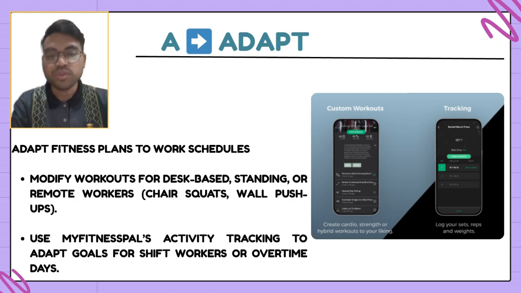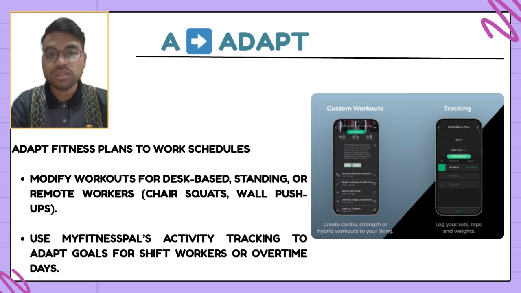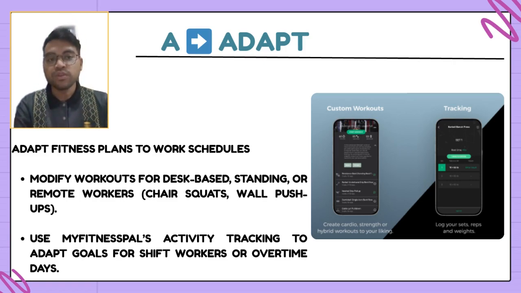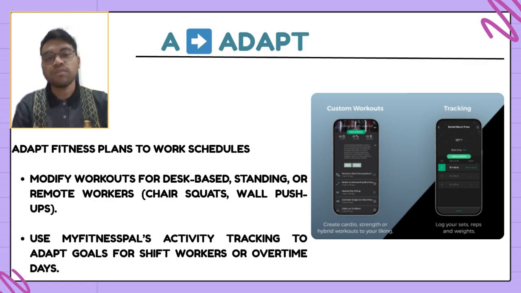Okay, next we will move to the next letter, which is A, meaning adapt fitness plan to work schedules. My point is to modify workouts for desk-based, standing, or remote workers. My example is chair squats and wall push-ups. Use MyFitnessPal activity tracking to adapt goals for shift workers or overtime days, which means based on this app we can set our daily workout routine.